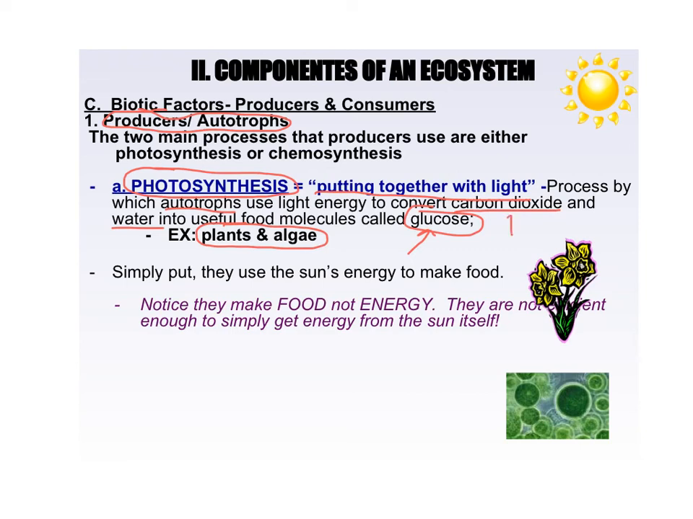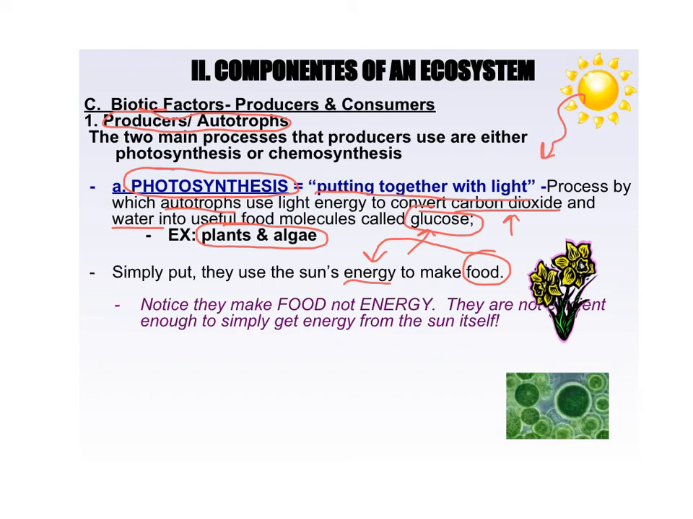So they can make it from carbon dioxide in the air, and they use water, as well as energy from the sun, to make a sugar called glucose. Now you need to know that these plants use the sun's energy to make their food. They do not use the energy to make their energy directly. They do make their food. They make a sugar called glucose. They still have to break down that food, that sugar, to give them their energy.